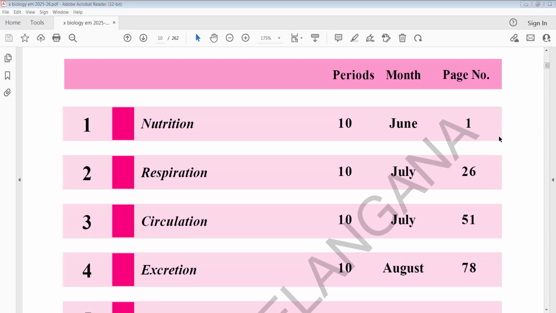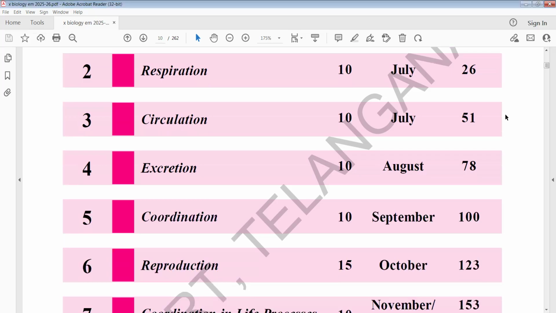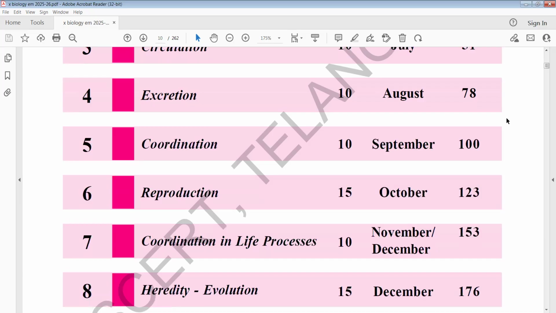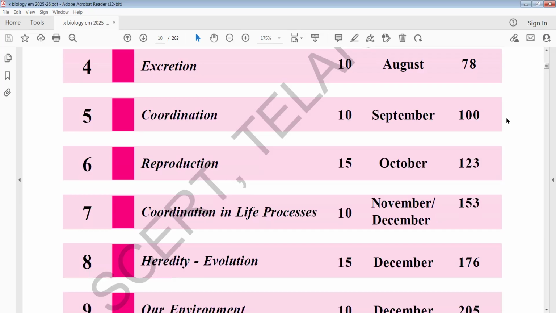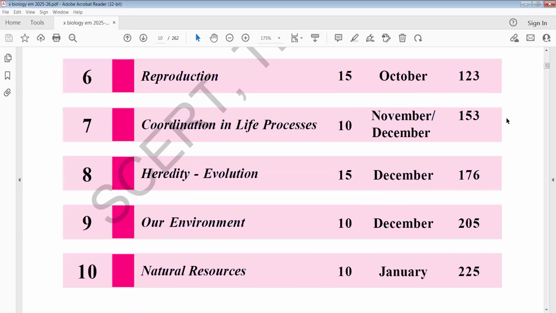So the first chapter is nutrition, second chapter is respiration, third chapter circulation, fourth chapter excretion, fifth chapter coordination, sixth reproduction, seventh coordination in life process, eighth heredity and evolution, ninth our environment, 10th natural resources.